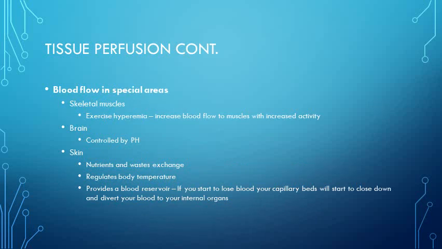It is also very important to know the blood flow in special areas. For skeletal muscles, there's exercise hyperemia, which increases blood flow to muscles with increased activity. So when you exercise, blood rushes to the areas where muscles are the most active. For the brain, it's all controlled by pH, and low pH causes high CO2 levels, causing vasodilation, which increases blood flow. And for the skin, nutrient and waste exchanges regulate body temperature and provide a blood reservoir. So if you start to lose blood, your capillary beds will start to close down and divert your blood into your internal organs.